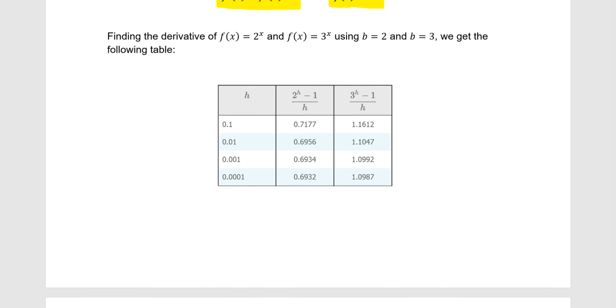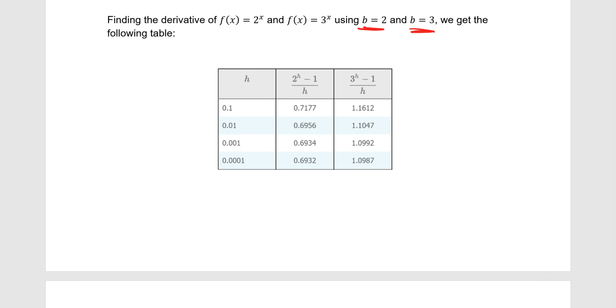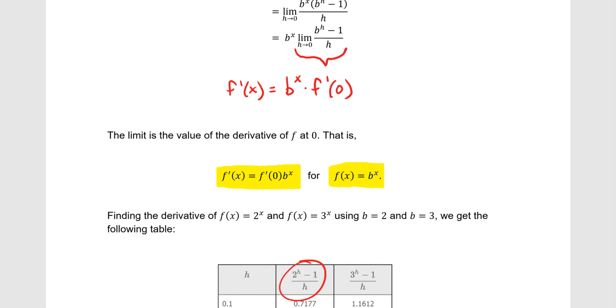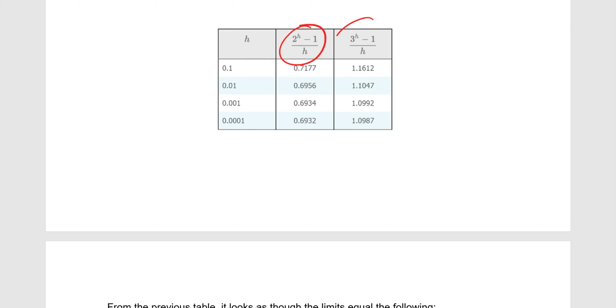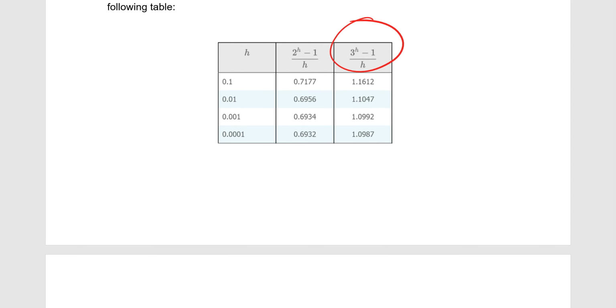So let's say we were using b equals 2 and b equals 3. This would give us our two functions, f of x equals 2 to the x and f of x equals 3 to the x. Now if we were using that limit definition of the derivative from right up here, with a b of 2 and a b of 3, we would end up with these values. What we're doing is letting h get closer and closer to 0. So we're plugging in values where h is getting closer and closer to 0, evaluating them, and getting these values for each one.